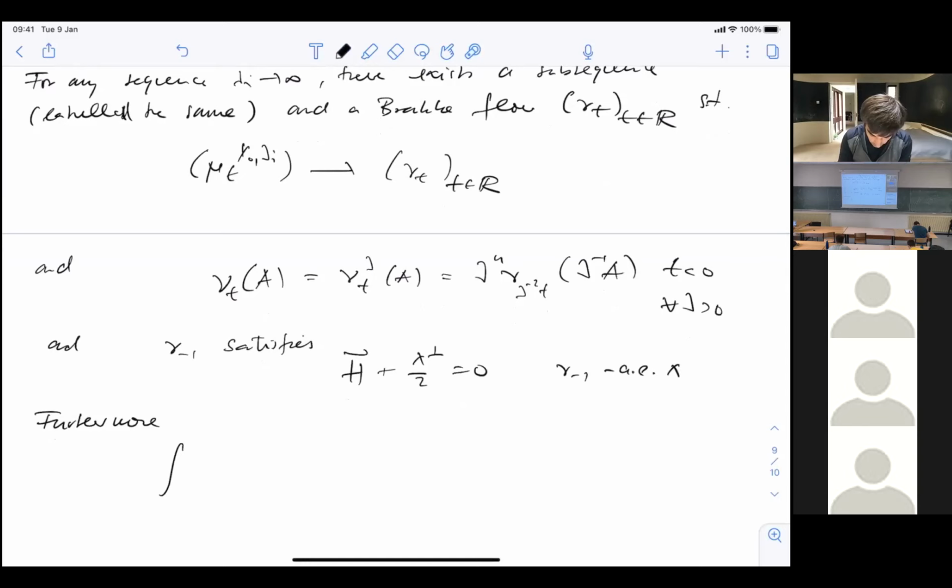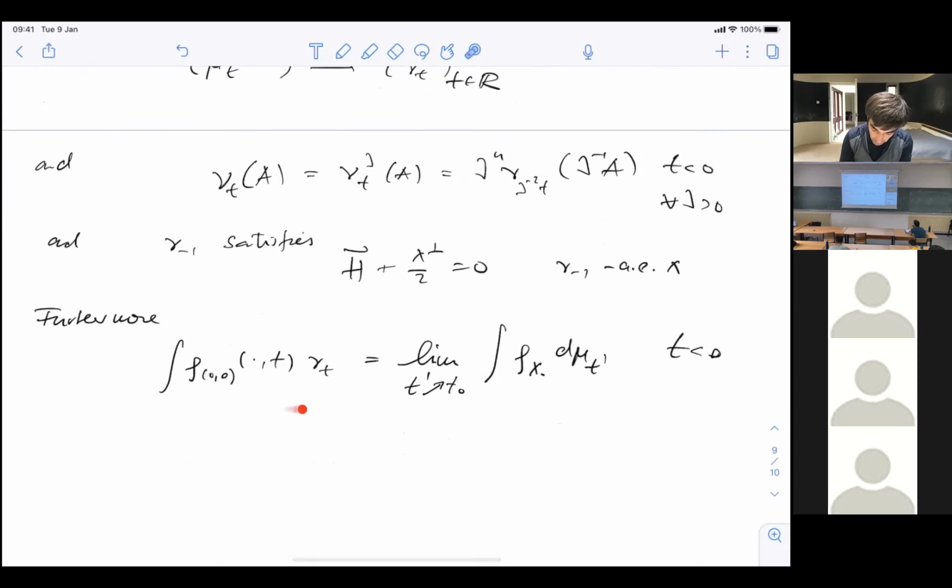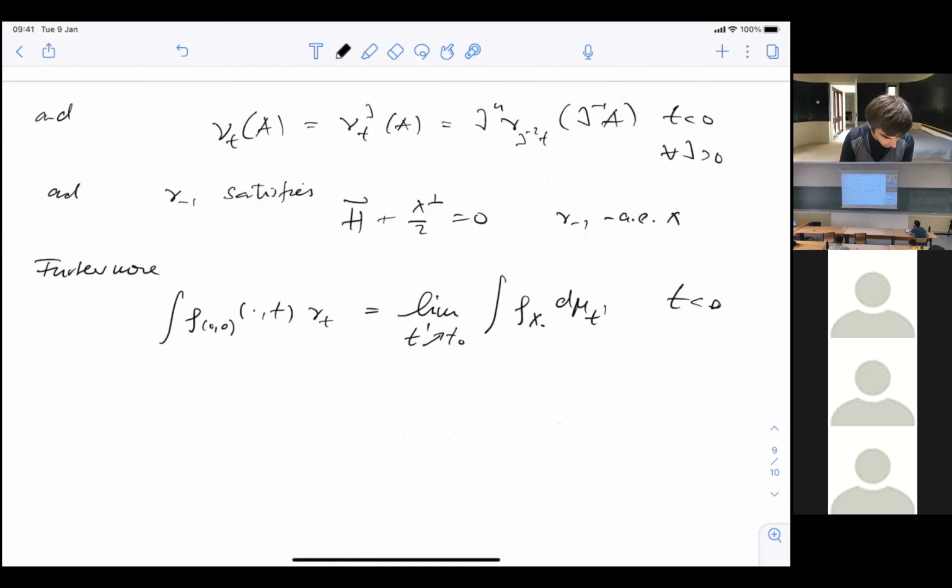And furthermore, what do we also get? If you look at this Gaussian integral at any time t over nu t, for t negative, this is constant in time, and we can compute it as the limit of t prime going up to t0 of rho x0 of the original flow d mu t prime, for all t negative. I didn't define this, this is the Gaussian density. So this means the Gaussian density of the original flow is exactly the Gaussian area ratio of the limit flow.